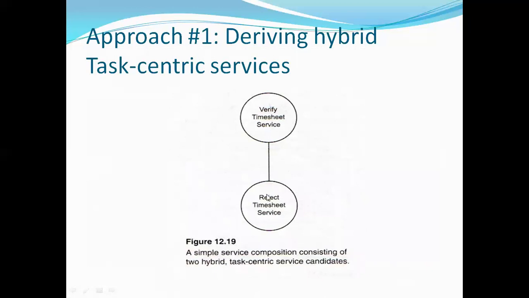So we see here the 2 services. A simple service composition consists of 2 hybrid task-centric service candidates. Here we have used the task-centric service analysis, and with the help of this analysis, in this particular case study, we have divided this case into 2 different tasks. The first task is verifying the timesheet service, and the second task is verifying the reject timesheet service. So this is the first approach.